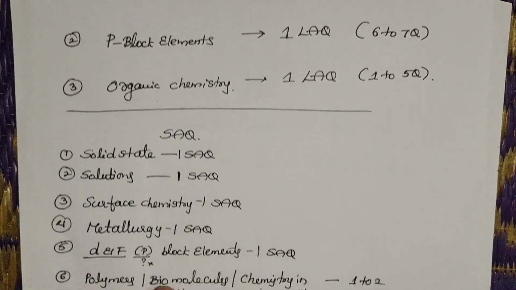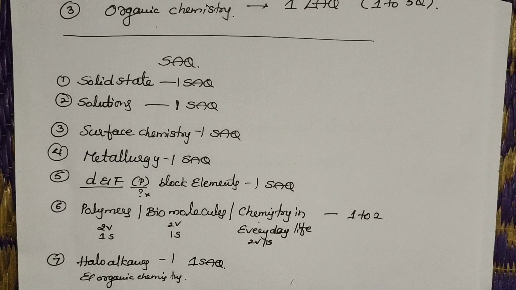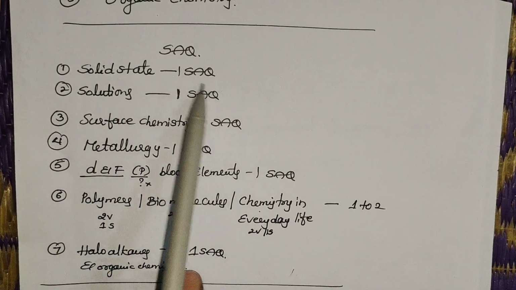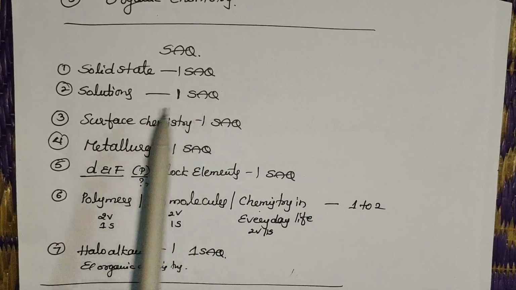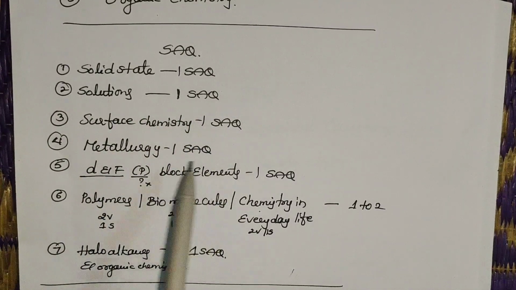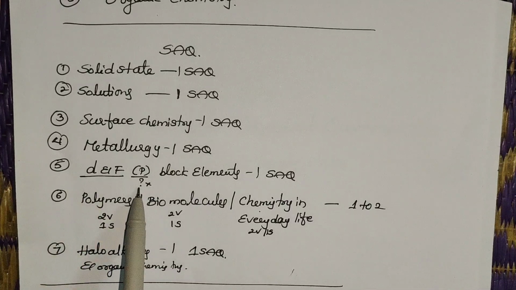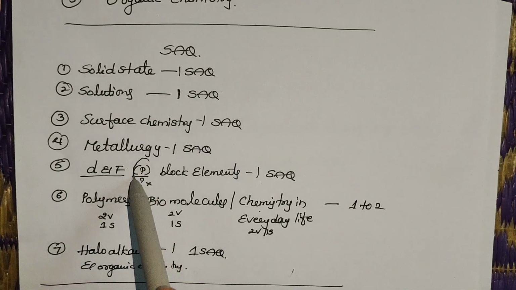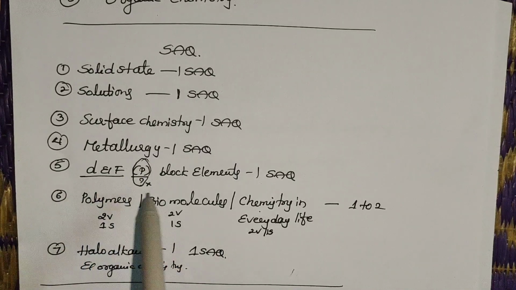Next, SAQs. These are the SAQ chapters. Approximately I divided them into 7 parts. Solid state, 1 SAQ. Solutions 1 SAQ, surface chemistry 1 SAQ, metallurgy 1 SAQ, and D and F block 1 SAQ. Sometimes if you check the previous papers, in P block also there are sulfur related, sulfuric acid related compounds, but you may eliminate this P block. Just learn the D and F block elements SAQs.